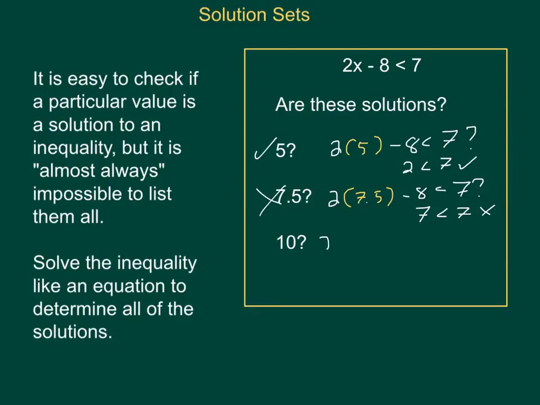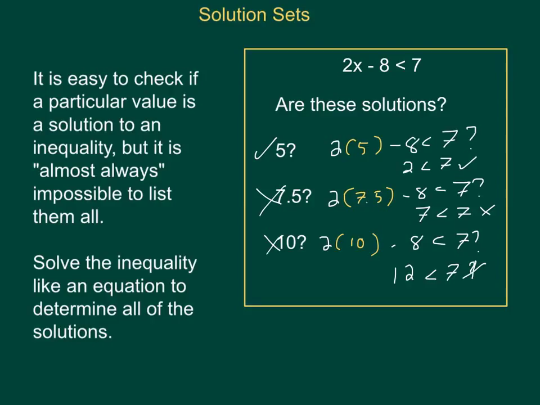Finally, we'll just check 10. I think you probably have a hunch where this is going. 2 times 10 minus 8. Is that less than 7? 20 comes from 2 times 10, minus 8 gives me 12. And is 12 less than 7? No, it is not. So 10 is not a solution either.